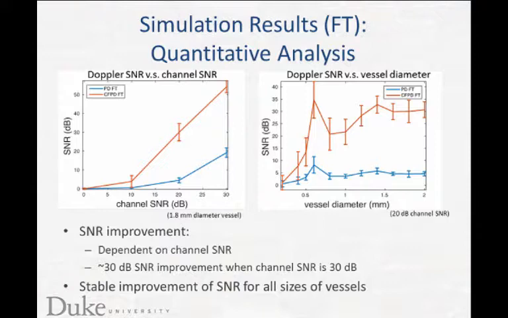The figure on the right displays the image signal-to-noise ratio as a function of vessel sizes when the channel signal-to-noise ratio is 20 dB. We can see that the improvement of CFPD over PD is quite stable with vessel sizes, except when it's really low and below the resolution of the system.